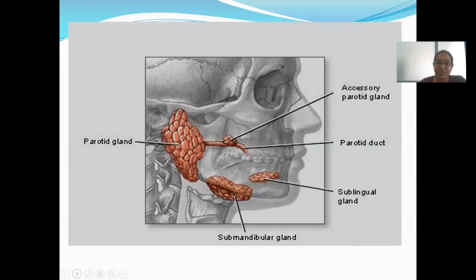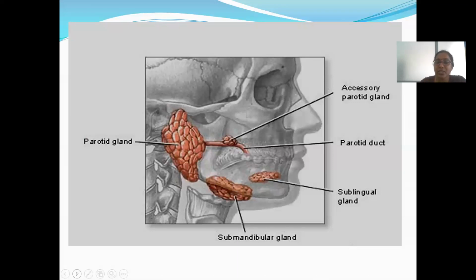So these major salivary glands, there are three pairs, as I said. First one is the parotid gland. It's present both on the right and left side. You have the submandibular gland and the sublingual gland, and we have a duct associated with that which will open into the oral cavity. And as the name itself suggests, the function of the salivary gland is the secretion of saliva.